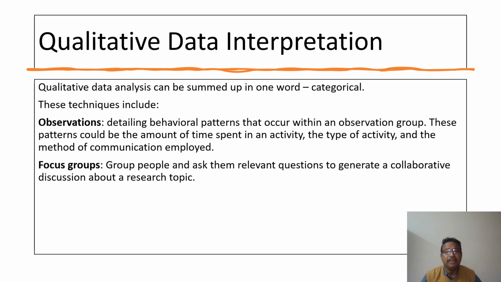Qualitative data interpretation can be summed up in one word: categorical. One word, qualitative. It will signify one category and describe the whole data set in that particular category only. So the techniques are observation and focus group.